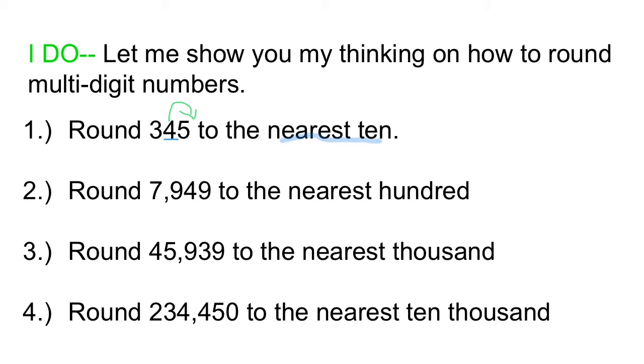So remember, if it's 5 or above, I have to increase this number by 1 and then change everything else after to a 0. If this number is a 4 or below, I leave this number alone. In this case, it's a 5, so that means 5 and above, I'm going to give it a shove, or increase it by 1. The next number after 4 is 5, so this is going to turn into a 5, and this is going to become a 0. So rounding 345 to the nearest 10 is going to become 350.